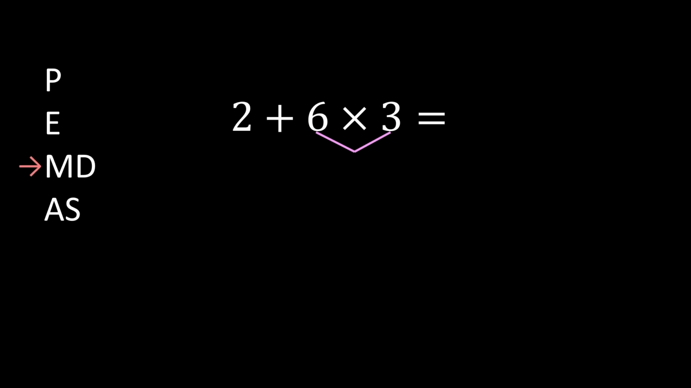6 times 3 is 18. Then I still have the 2 and the plus sign remaining in the problem, so I'm going to bring those down so I don't lose any pieces of my problem. Now the only remaining step I have left is 2 plus 18. 2 plus 18 is 20.